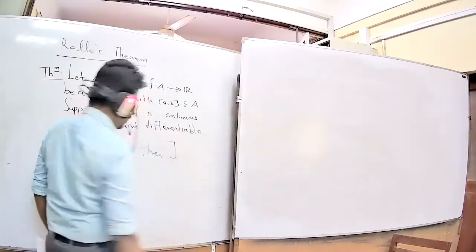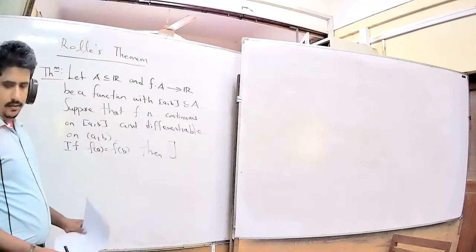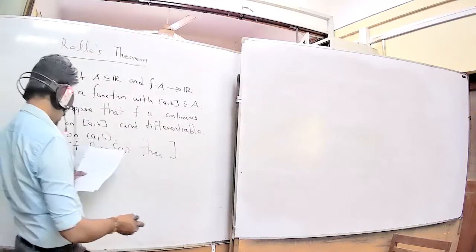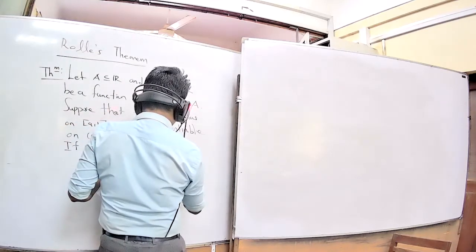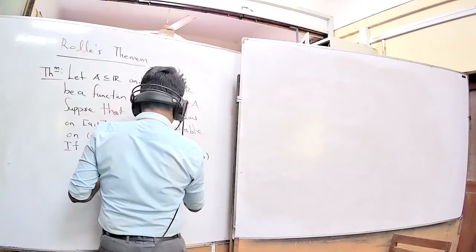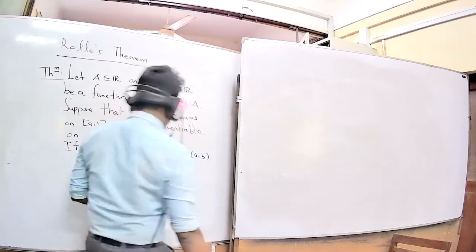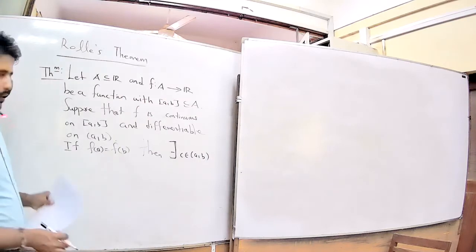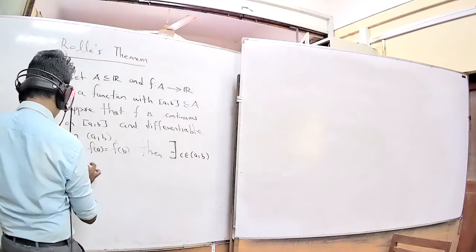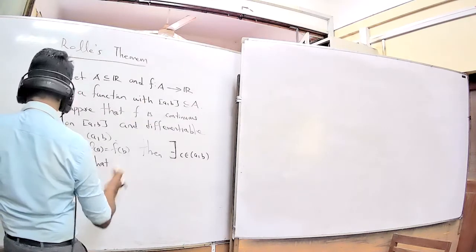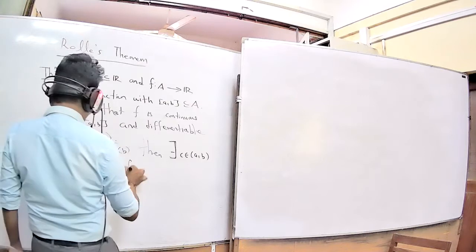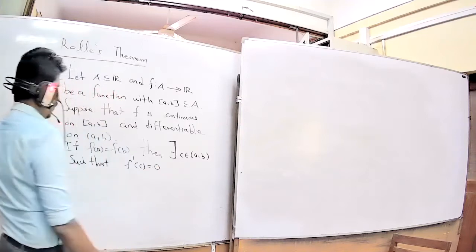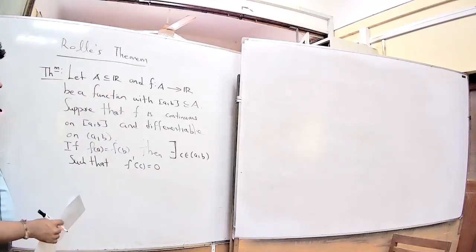there exists a point c belonging to the open interval (a, b), we can find such an element c, such that the derivative f dash of c equals 0. Right, f dash of c equals 0.